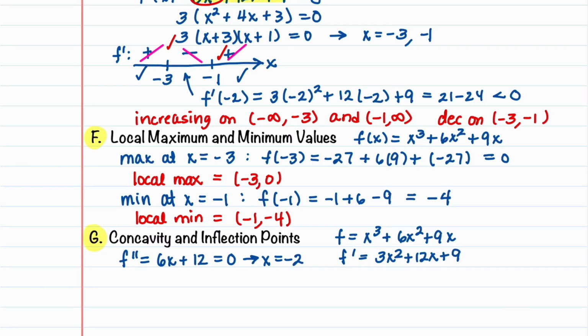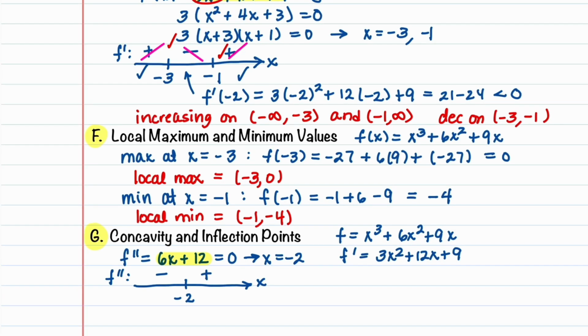Just like we did for increasing, decreasing, let's go ahead and draw a number line. We're going to put minus 2 on our number line, and then we're going to look at the value of f double prime. That is what we are looking at. If we have a point that is less than negative 2, like negative 3, f double prime is negative. And if we have a value greater than negative 2, like 0, it's going to be positive. So our function is going to be concave down in this region and concave up in this region.